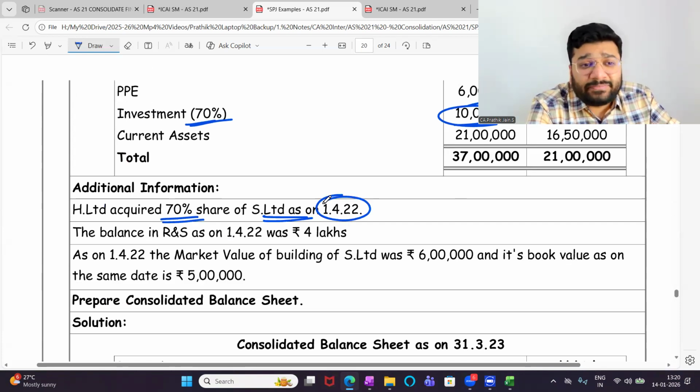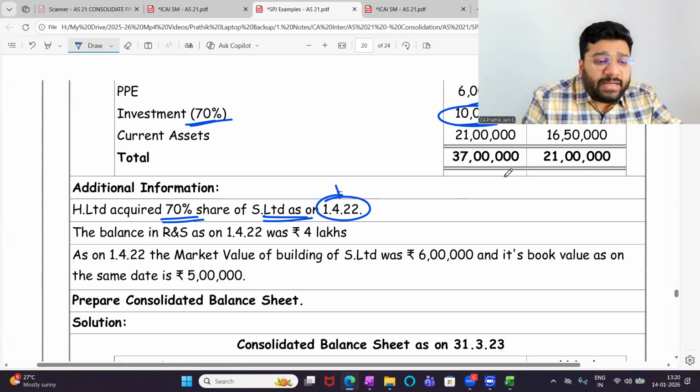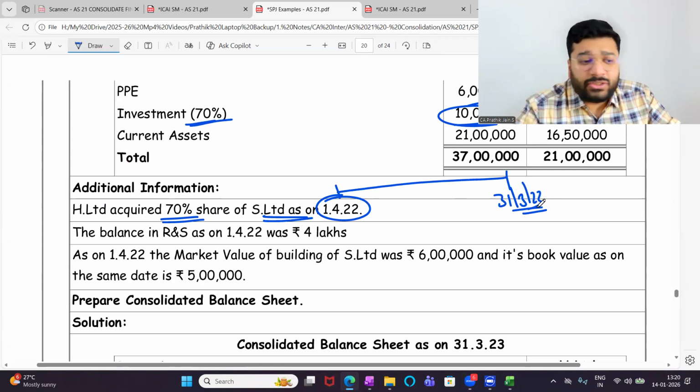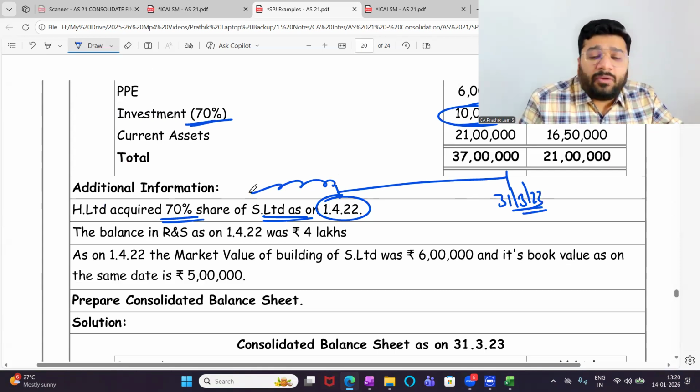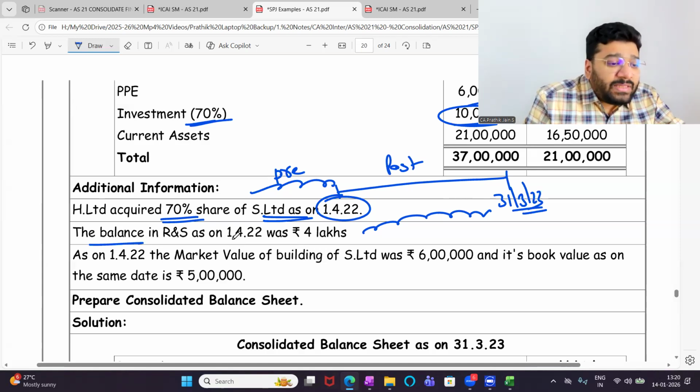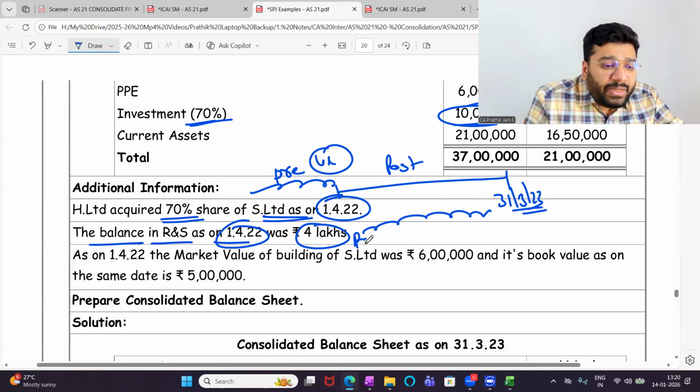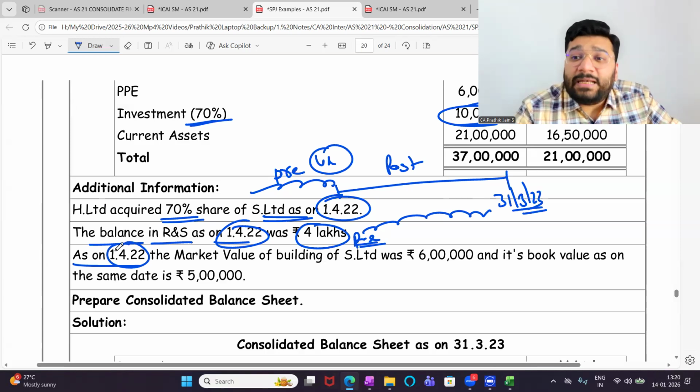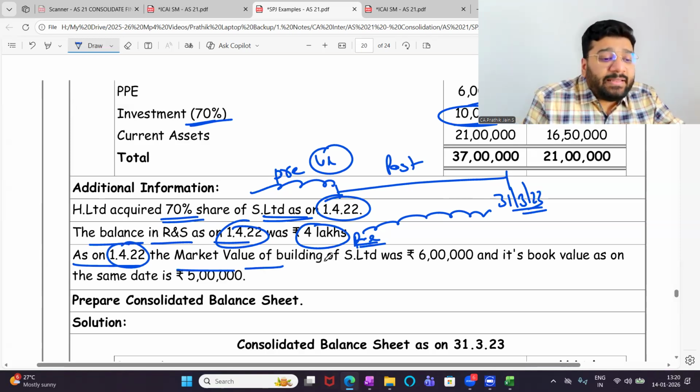Balance sheet is as on which date? 31/3/23. One year prior to this, we have acquired the shares. During this period, whatever profit is earned belongs to the old shareholder, so this is called pre-acquisition profit. After this, whatever profit is earned, we call post-acquisition profit. Any problem? The balance of reserve and surplus on 1/4/22 is given as 4 lakh. So 4 lakh is pre-acquisition profit. As on 1/4/22, the date of acquisition, the market value of the building is given as estimated 6 lakh rupees.